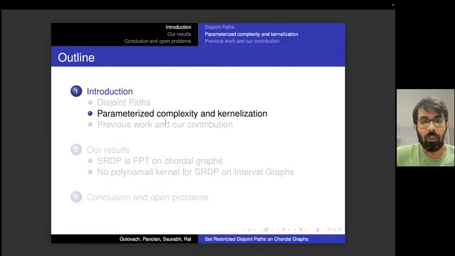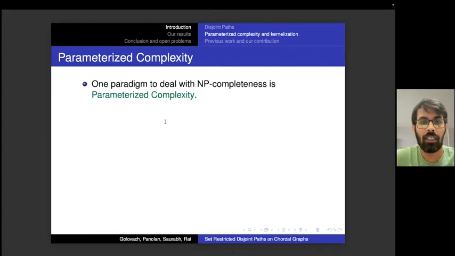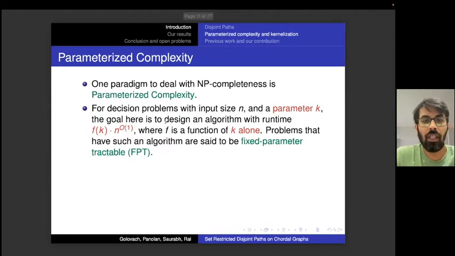Now let's talk about parameterized complexity and kernelization. These problems are NP-complete and parameterized complexity is one paradigm to deal with NP-completeness. Here, in addition to the input, the problem also comes with a parameter k. And we want to design an algorithm with running time f of k times polynomial in n, where f is a function of k alone. So f does not depend on n. And the problems that have such an algorithm are called fixed parameter tractable or FPT.